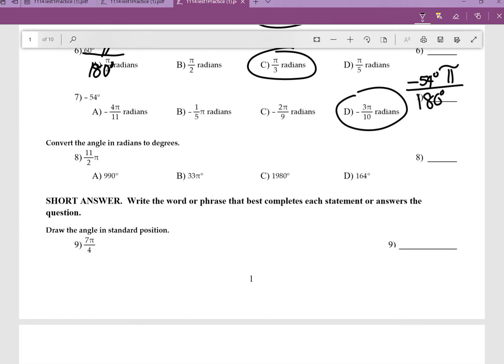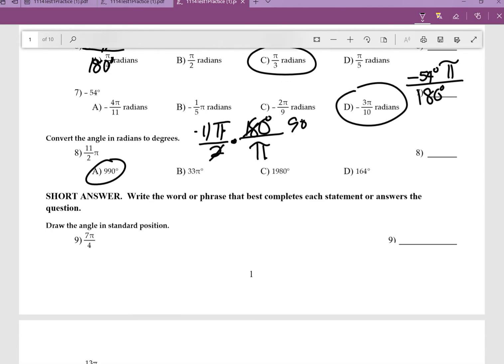Last one, convert the angle in radian to degrees. So in this case, you have 11 pi over 2 basically, and so you always put the pi opposite the other one. So if the pi is in the numerator, you bring it down here and the 180 goes up top. When you do the math here, you end up with 990 because 2 goes into 180 90 times, and 11 times 90 will give you 990.